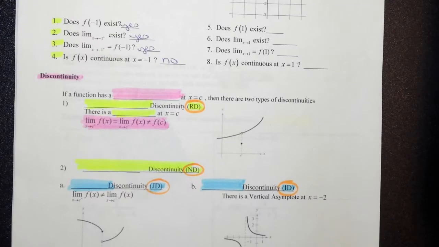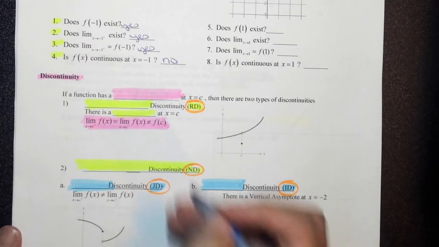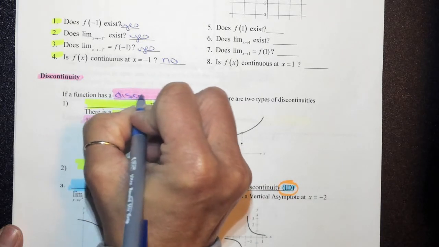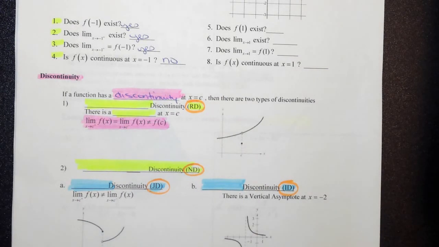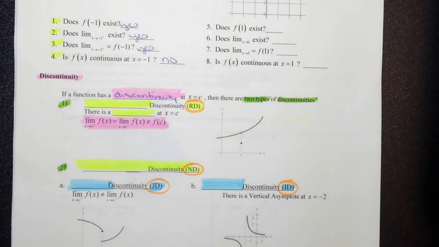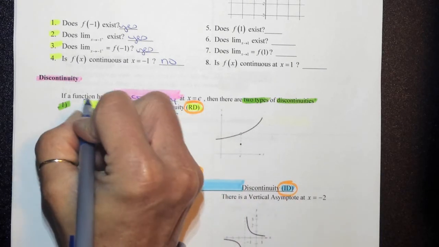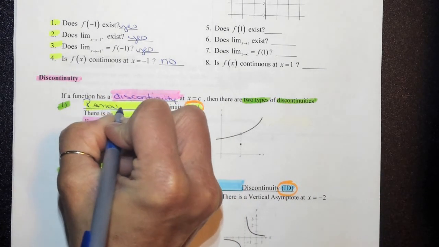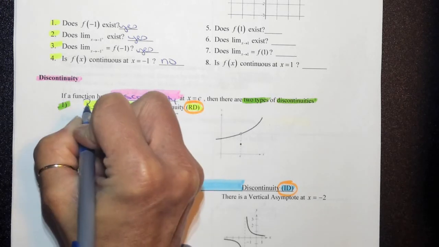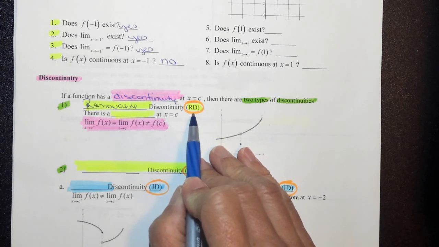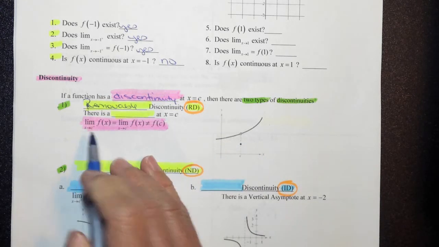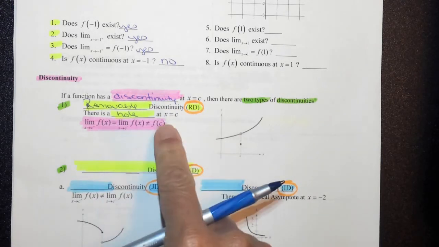On the other side, let's look at discontinuity. If a function has a discontinuity at some given point x equals c, then there are two types of discontinuities. Two types. Okay, the first type that we're going to look at is a removable discontinuity. A removable discontinuity. Shorthand RD. So you can use this to designate a removable discontinuity. And what this means is that there is a hole at x equals c.